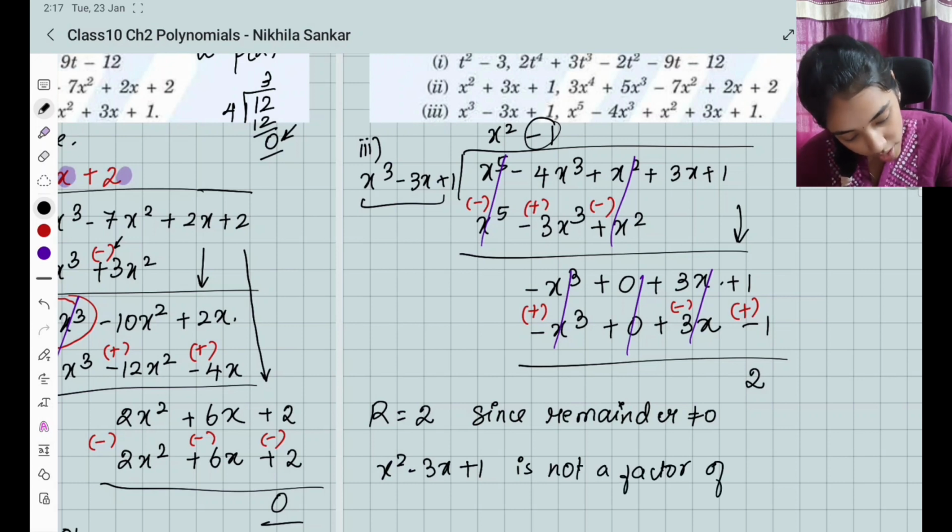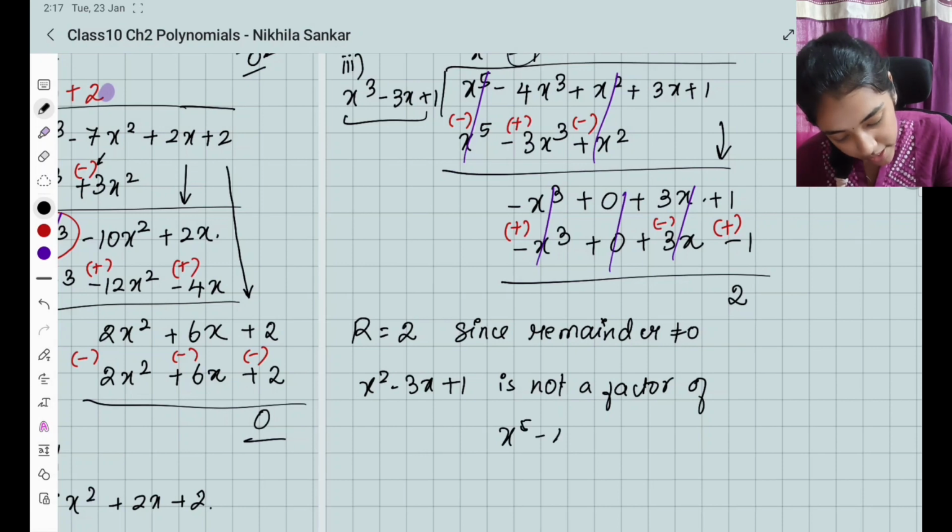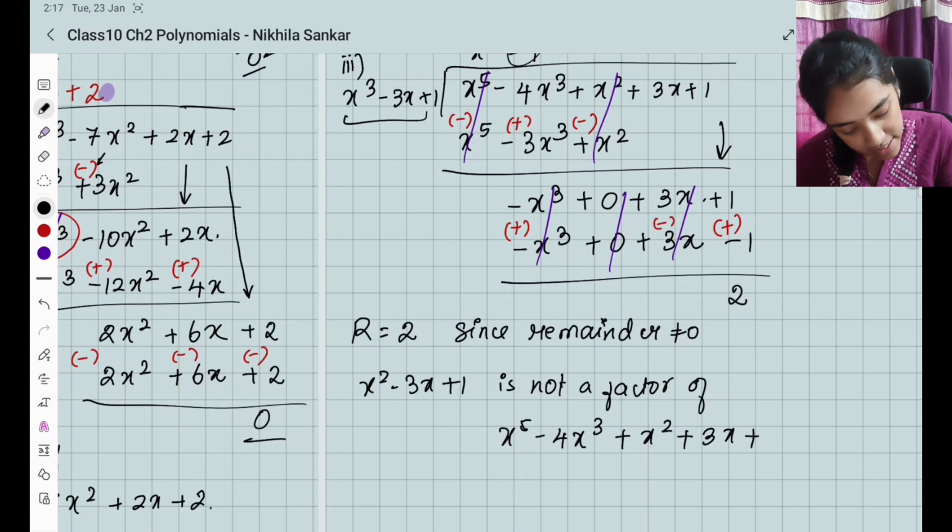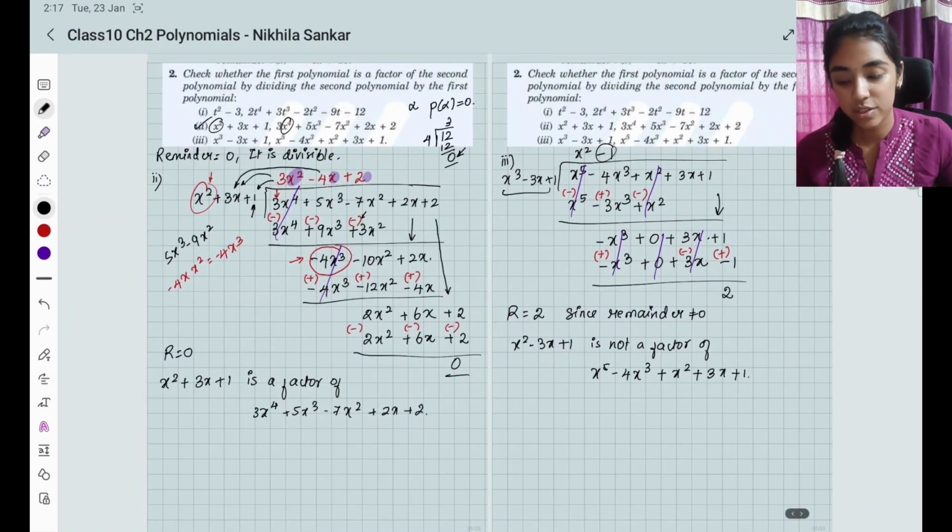Not a factor of, what is the question? x power 5 minus 4x cube plus x square plus 3x plus 1. Okay, please copy.